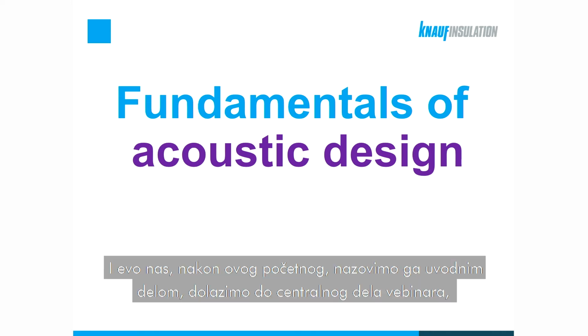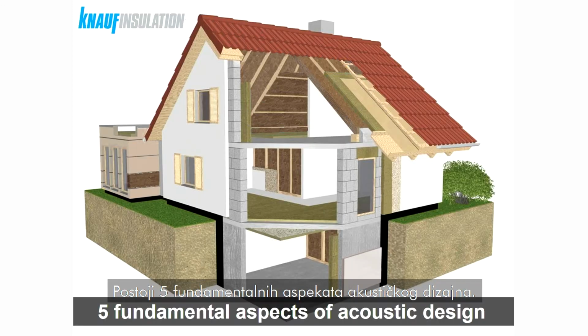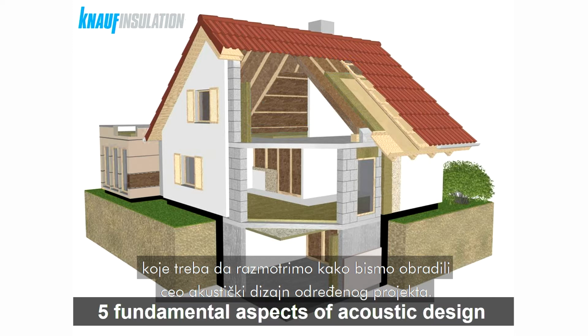And here we are. After this initial, let's call it introductory part of the webinar, we are coming to the central part where we are going to talk about the fundamentals of acoustic design and the strategies on how to include acoustics in the architectural design. There are 5 fundamental aspects of acoustic design. So for every single project in the world, no matter its type, size or location, there are these 5 aspects that we have to consider in order to address the entire acoustic design of a certain project.